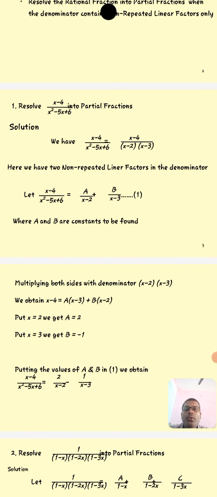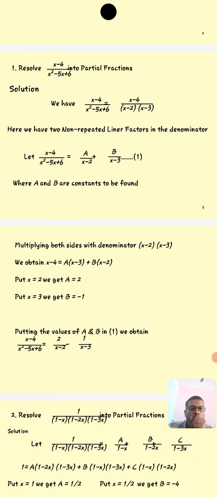Multiplying both sides with the denominator (x minus 2) into (x minus 3), we obtain x minus 4 is equal to, we do this LCM part, the denominators cancel, x square minus 5x plus 6 and (x minus 2)(x minus 3) cancel. Now we obtain x minus 4 is equal to A into (x minus 3) plus B into (x minus 2).